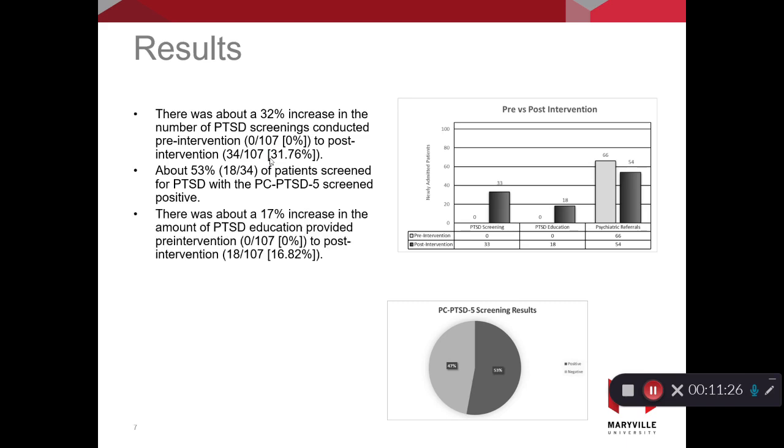Let's move on to the next intervention, which was PTSD education. And my project found that there was about a 17% increase in the amount of PTSD education provided from pre-intervention to post-intervention. This is a very powerful finding. Again, it wasn't enough to just screen individuals for PTSD. I really wanted to provide the education on the disorder and provide individuals who screen positive with the knowledge of what their available treatment options were.